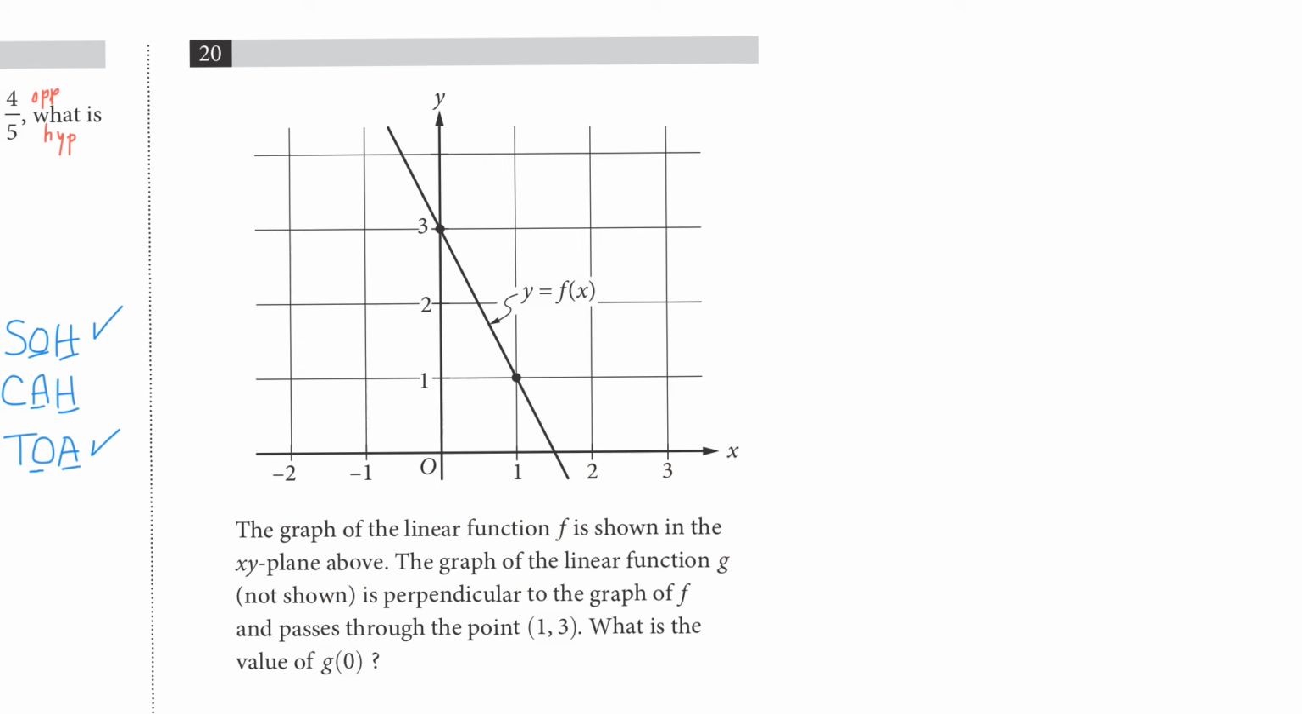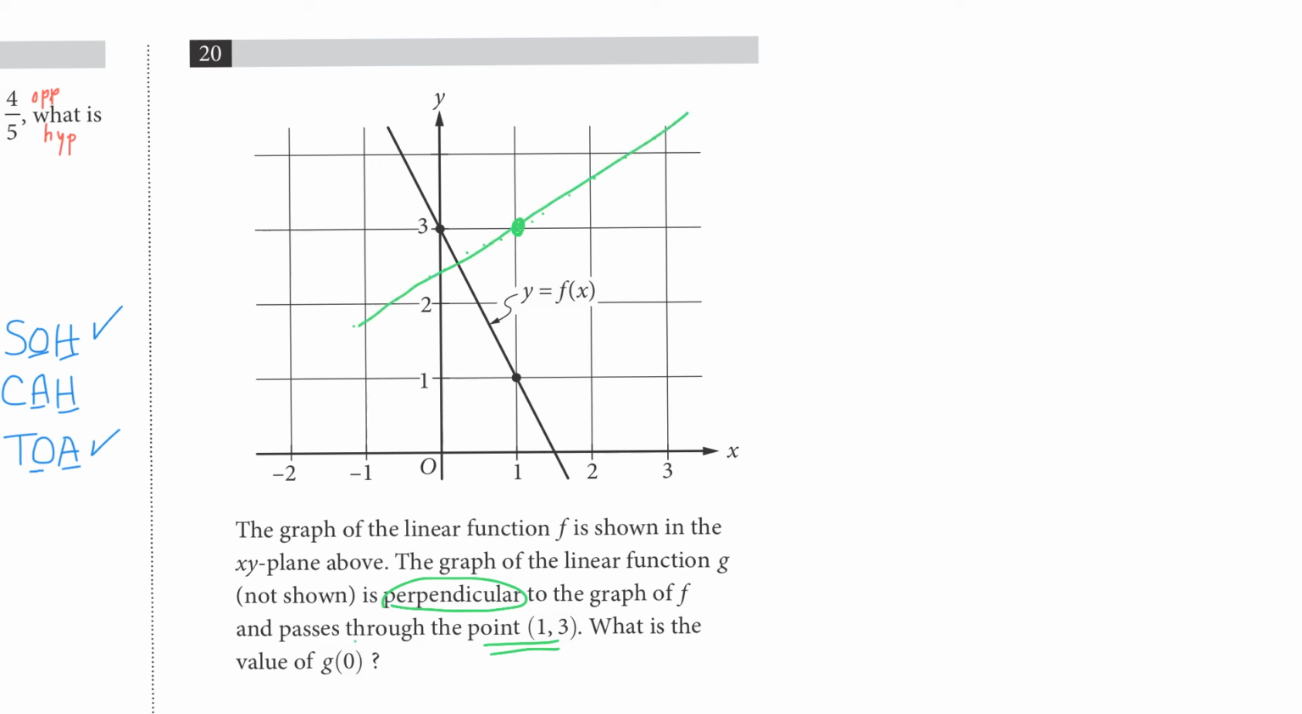Okay, problem number 20. This is the last one for this section. The graph of the linear function f is shown in the xy plane above, and the graph of the linear function g, which is not shown, is perpendicular to the graph of f, and passes through the point (1, 3). So let's see, where's the point (1, 3)? It would be right here, and it's going to go perpendicular, so you might have a line going something like this.